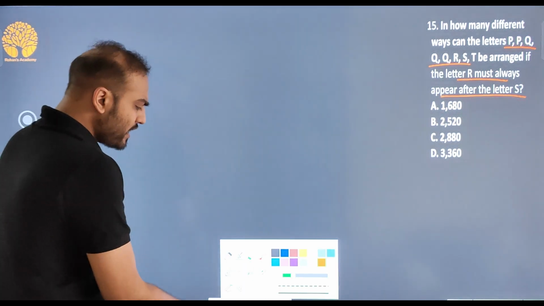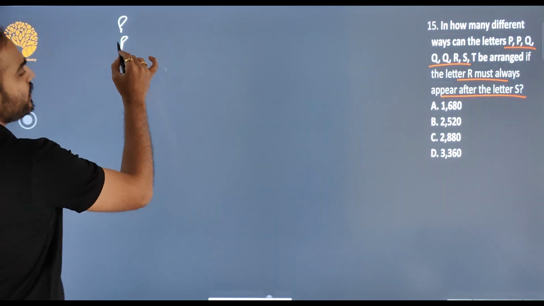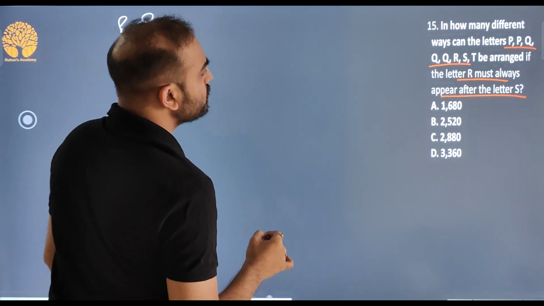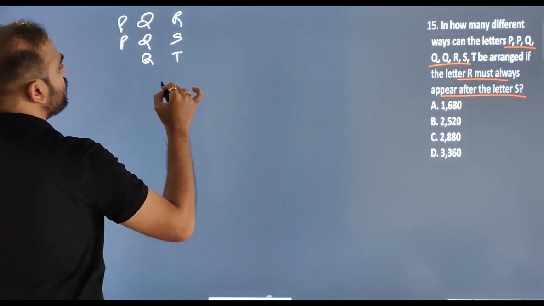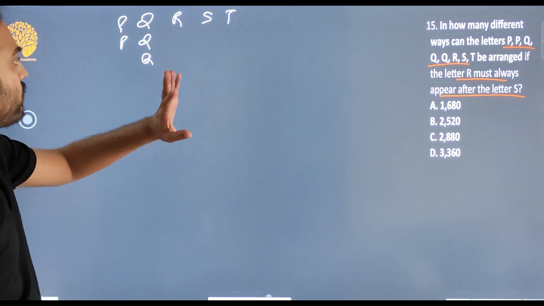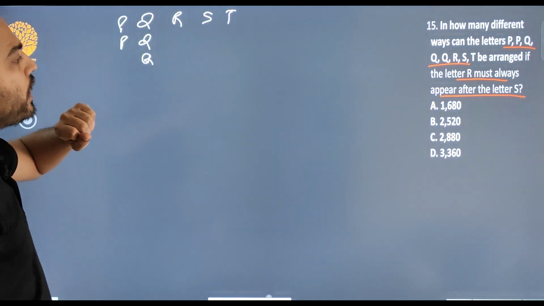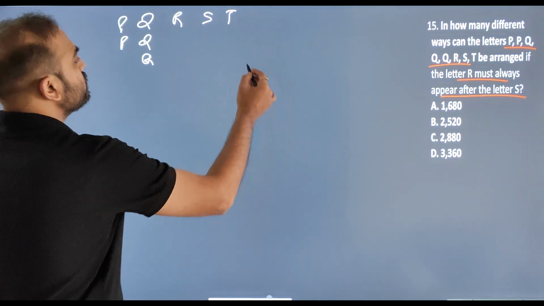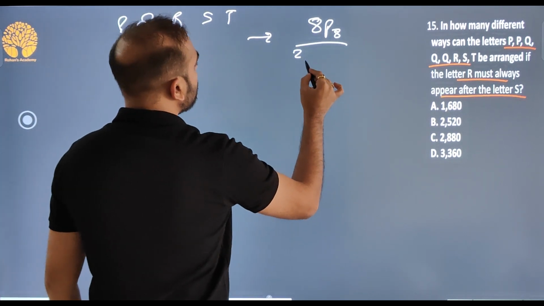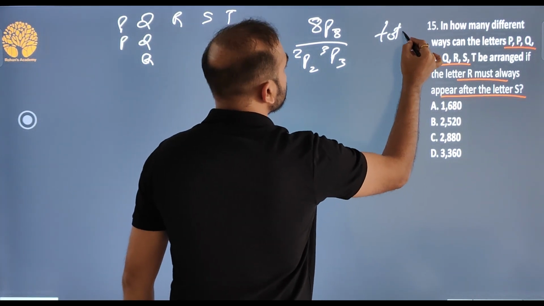Let's look at a very logical way. I have P, P, Q, Q, Q, 3 Q's, and R, S, T. My bad, there are 8 letters, not 7. Sorry, there are 8 letters here. Now, how many words can I make from these? That's 8P8 divided by 2P2 and 3P3. These are the total words that I can make.